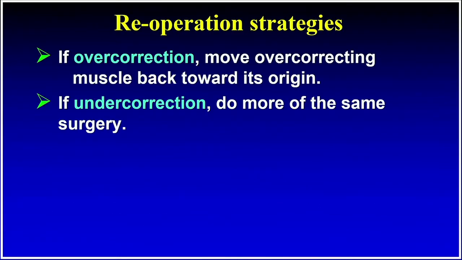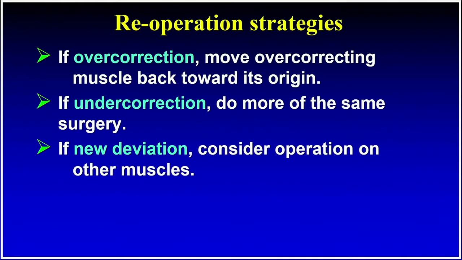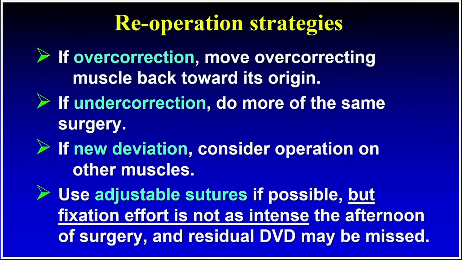So what are the strategies? Basic strategies: if overcorrection, move the overcorrecting muscle back toward its origin. If undercorrection, do more of the same surgery, makes sense. If a new deviation, consider operation on the muscles, and use adjustable sutures if possible, but fixation effort is not as intense the afternoon of surgery, and residual DVD may still be missed.